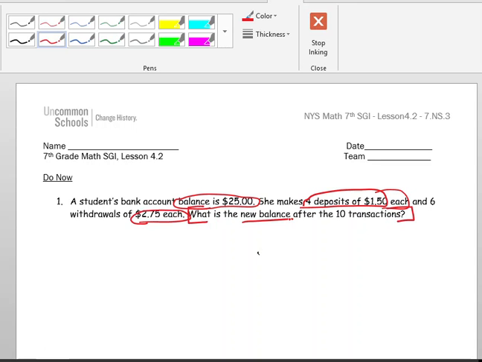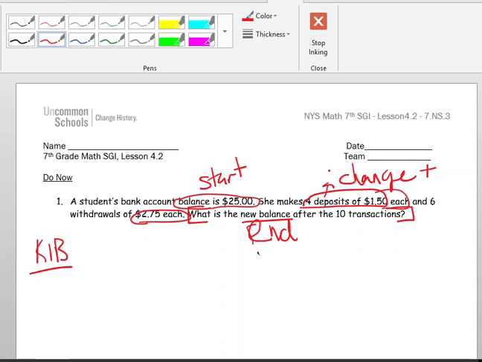The new balance, okay? So I have my key information box over here. I actually want to read through this again because I'm looking to find sort of the end balance, okay? And up here we have the start balance, all right? And then we have the changes. And this is a positive change because the deposit means we're putting money there. And a withdrawal means that we're taking money out. So this is a negative change.